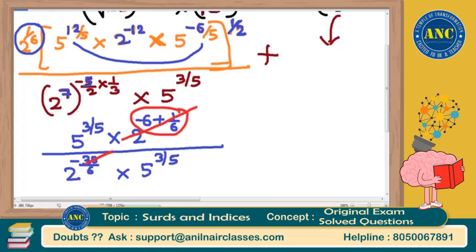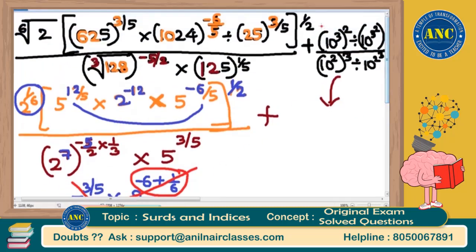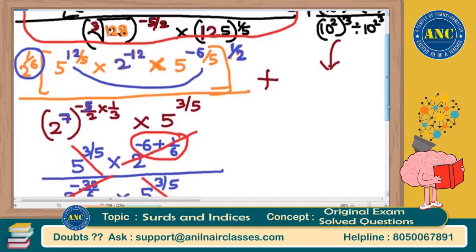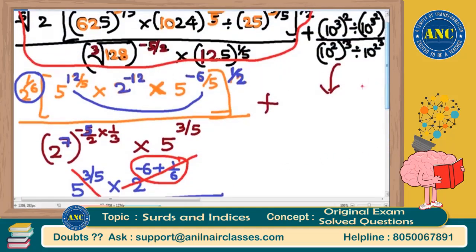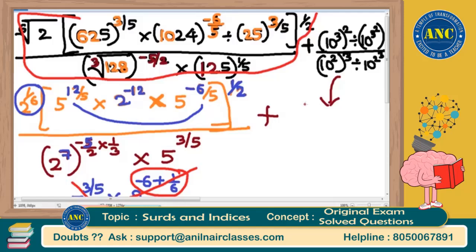This cancels with this term. This entire left hand side term, whatever they have written, everything cancels, and that value is nothing but 1, right? That value is 1. Left hand side value is 1. Let us calculate the right hand side.